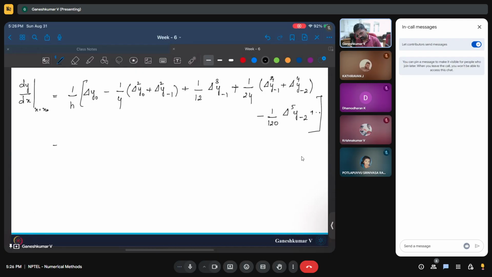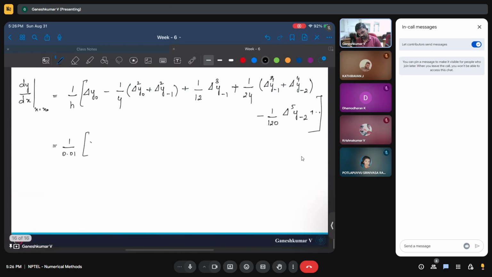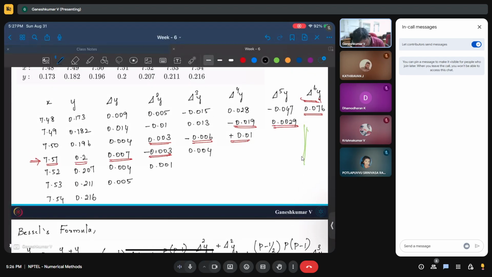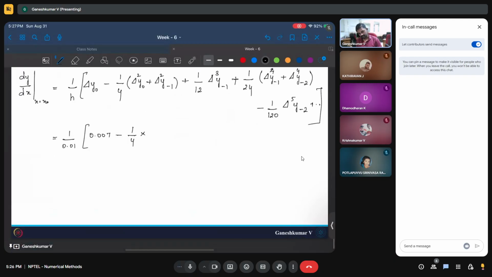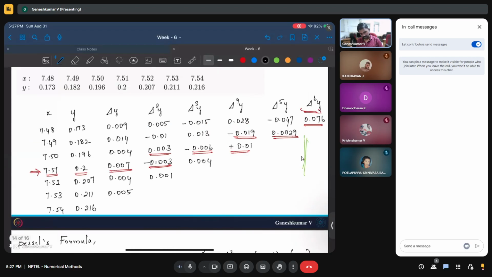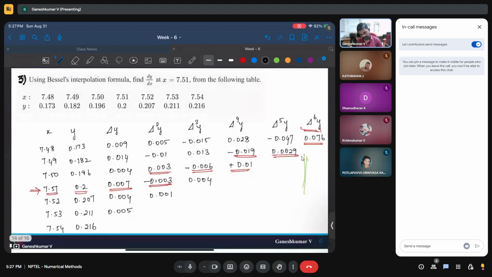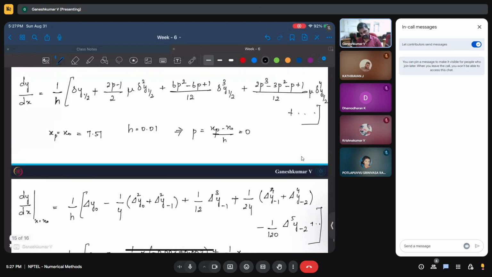Now let's substitute it. H is 0.01, delta y naught is 0.07007 minus 1 by 4 into y naught and y minus 1, which is minus 0.03 and plus 0.03. I think those two will cancel, 0.003 plus 0.003, and plus 1 by 12 into delta cube y minus 1, right? Yeah, delta cube y minus 1 is minus 0.006.